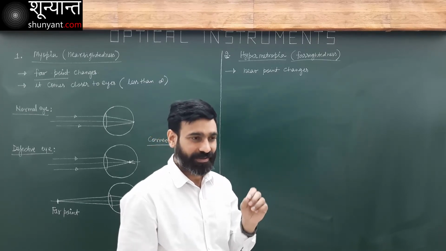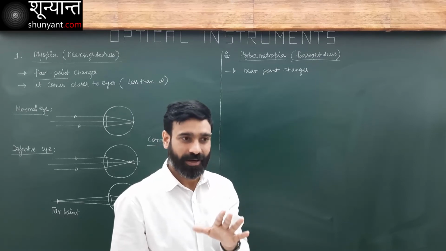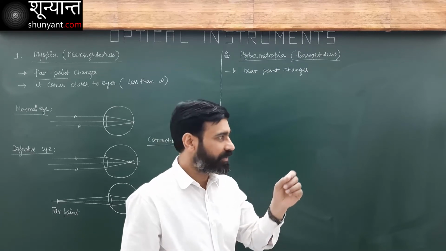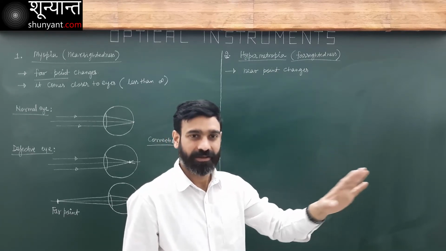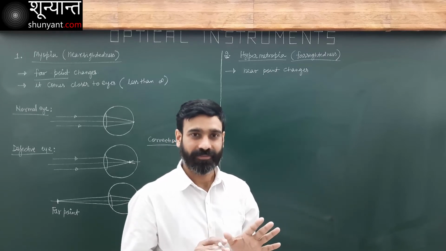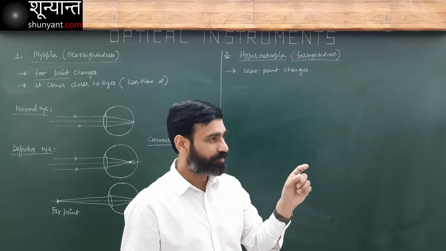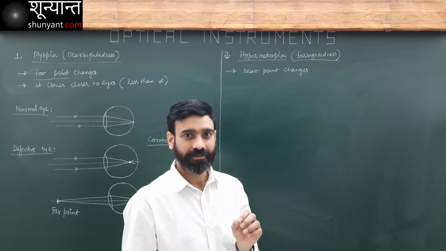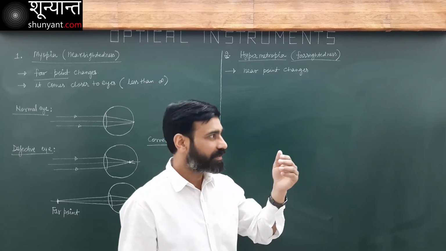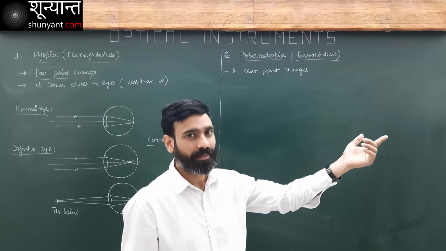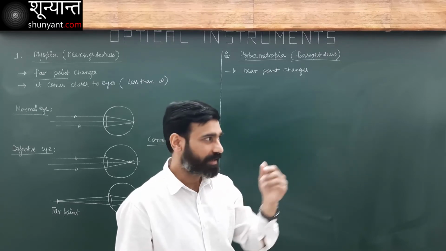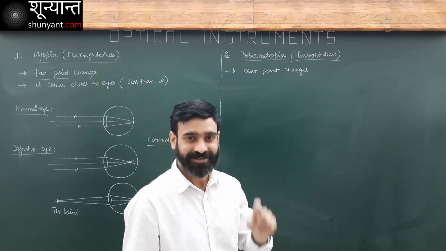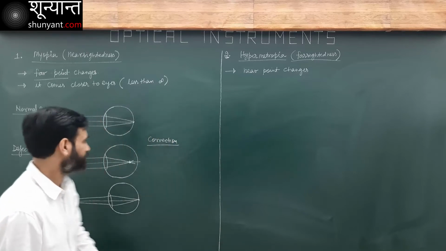I cannot see an object at infinity. Let's say that my far point is 2 meter. If the object is at 2 meter, I can see it clearly. There is no problem. But I want to see an object which is kept at infinity. So I will use a lens such that, if the object is at infinity, that lens will make the image at 2 meter. And that I can see. That is the correction.